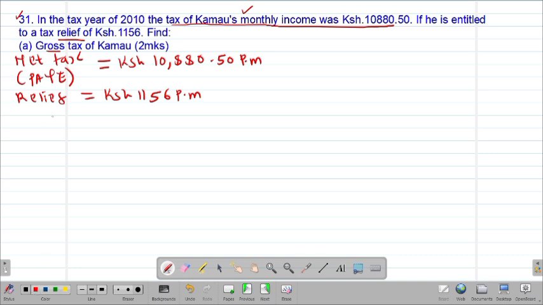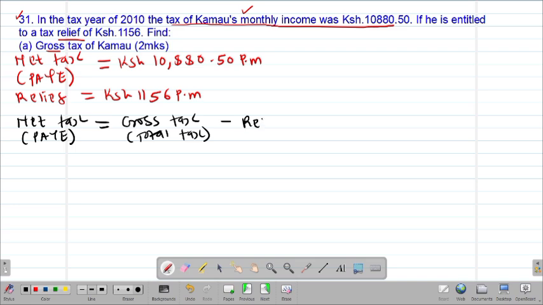Of course the formula will be the formula for the net tax. The net tax, which is also called the payee, is always equal to the gross tax, also called the total tax, minus the total relief. But for this case, we are only given one relief, which is a tax relief of 1156. So this should be the total relief.